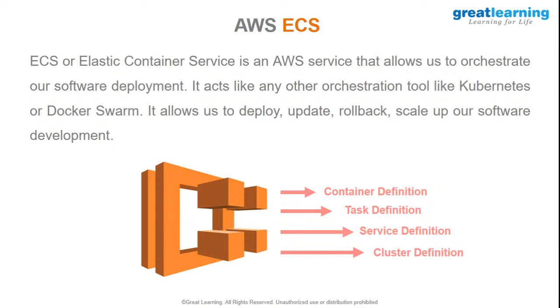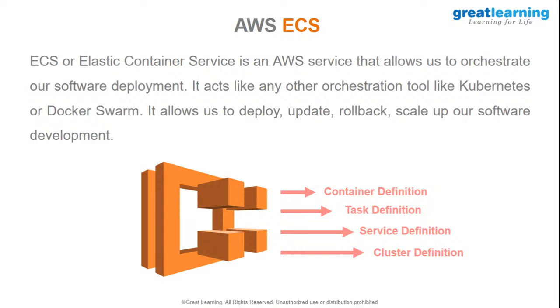Now it acts like any other orchestration tools like Kubernetes or Docker Swarm. So we have tools like Kubernetes and Docker Swarm, which are orchestration tools. Again, orchestration tools basically help you to orchestrate a set of Docker containers or containers in general. And ECS does the same thing, but it's a direct service that AWS provides us. And EKS is also something similar to this. It is Elastic Kubernetes Service, so you make use of Kubernetes in that. It allows us to deploy, update, roll back, scale up our software deployment. So it does all of these things that a normal orchestration tool does.